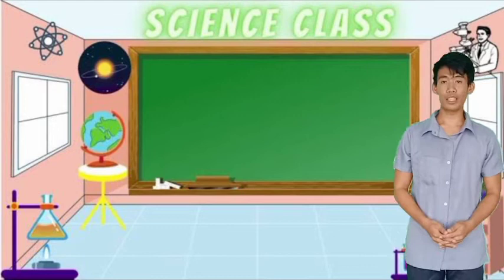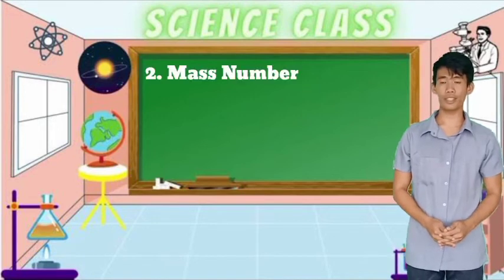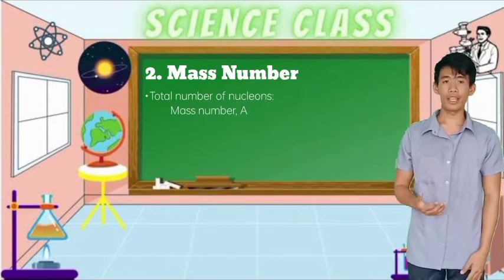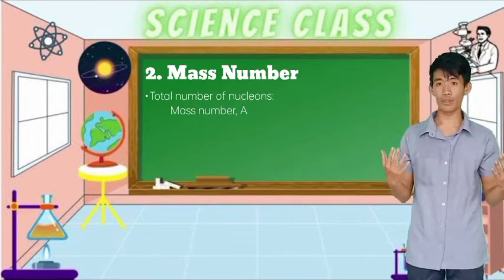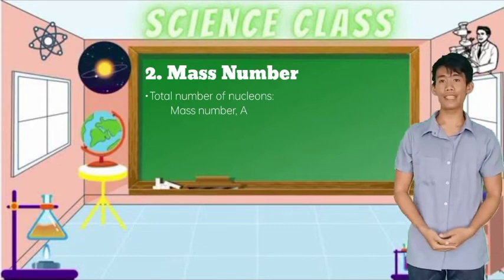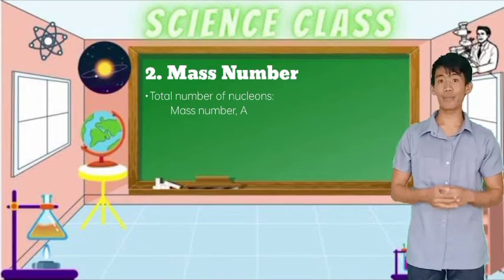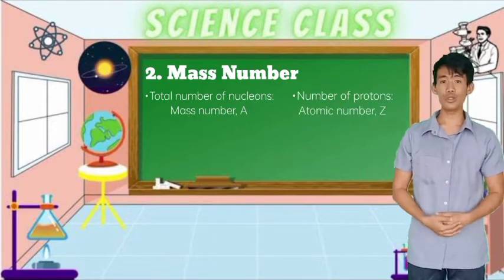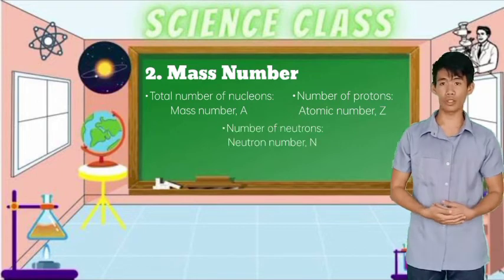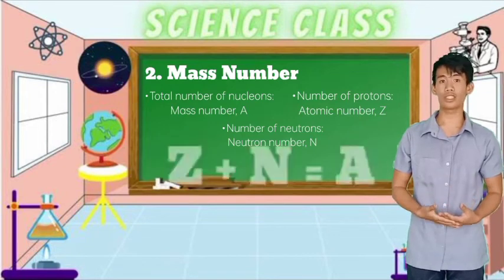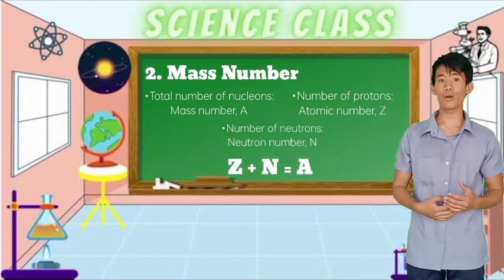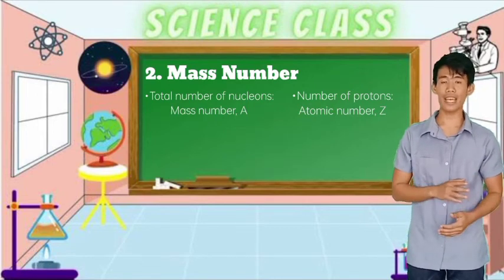Another nuclear property that we're going to talk about is the mass number. The mass number is the total number of nucleons in an atom. This includes both protons and neutrons. The atomic number defines an atom itself, and this is the number of protons, which we refer to as Z. The neutron number is the number of neutrons, and we refer to it as N. The total number of nucleons, or the mass number, is simply the sum of all the protons and all the neutrons. That's Z plus N.